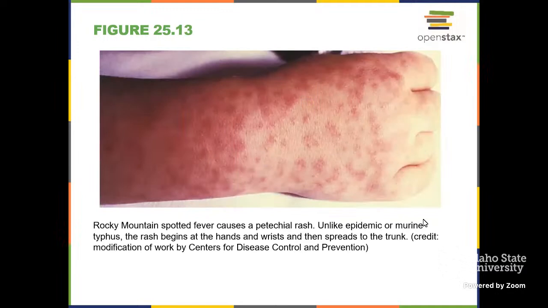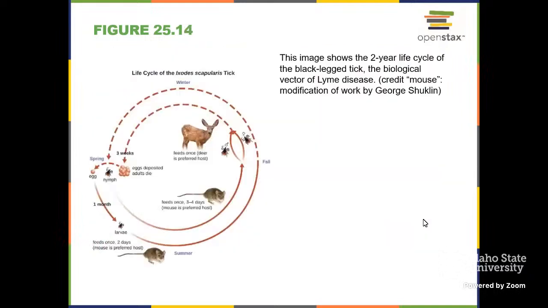So with this, with the spotted fever, the spots are these rashes that appear like these little blotches, petechial rash. Unlike the endemic or murine typhus, it starts at the hands and then spreads to the trunk, whereas the others, it's the opposite, trunk to the appendages. And we'll talk about these with fleas and lice as culprits for some typhus in a bit.